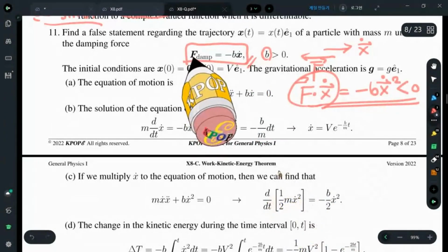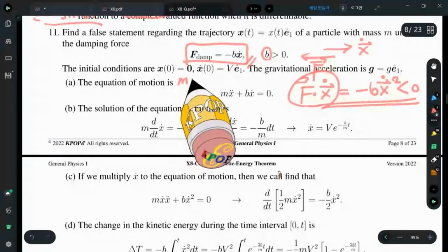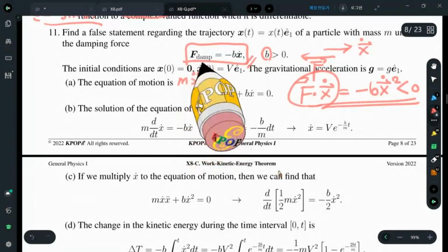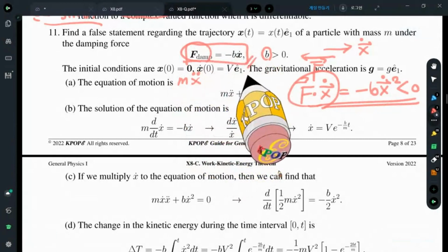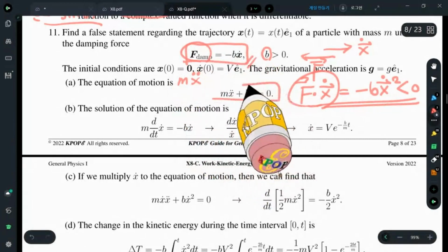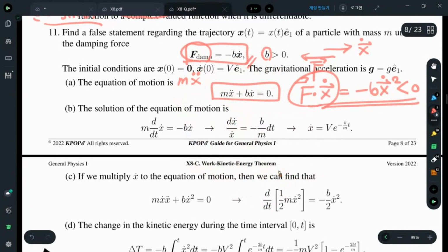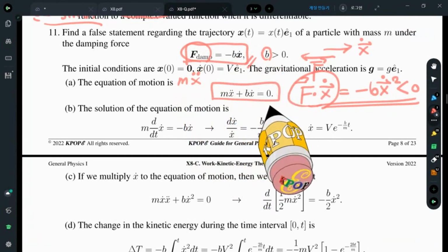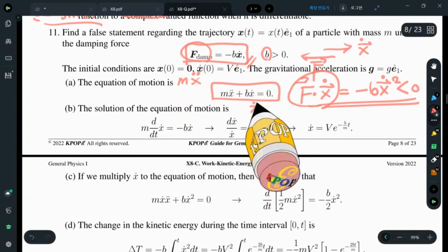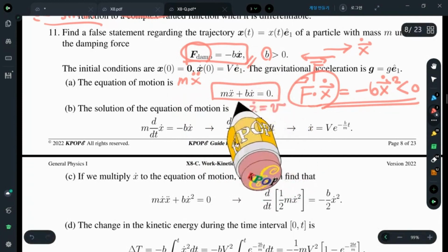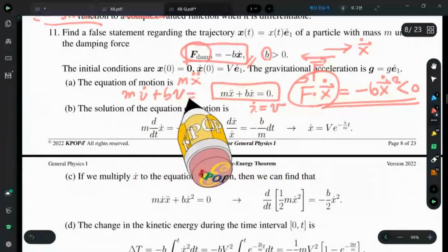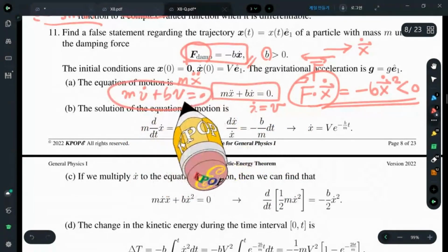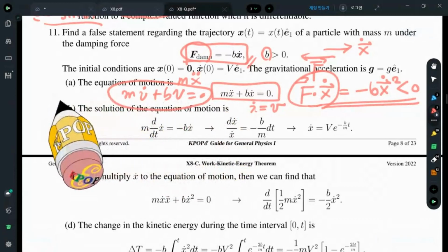Now, let us substitute m times acceleration for the net force. If this is the only force, then the equation of motion becomes like that. As I already told you, we can replace x dot with v, then m v dot plus b v equals 0, and the variables can be separated in this case.